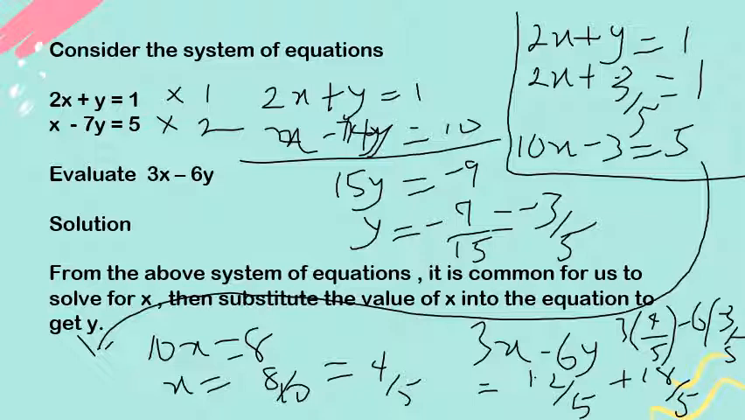Now, 18 plus 12, that's going to give me 30, right? Now, if you say 30 divided by 5, what will that give me eventually? This will give me 6.